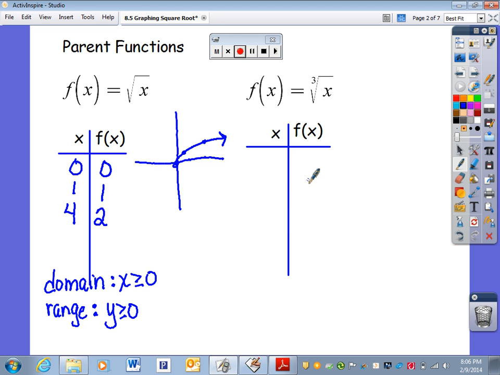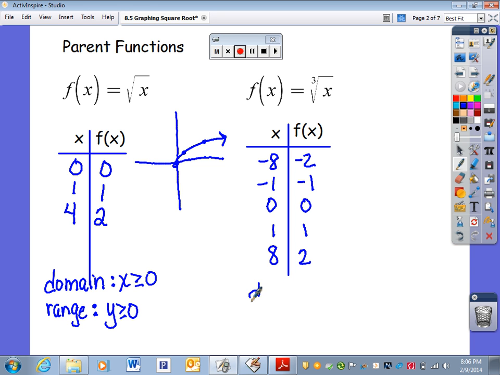Now if we take a look at the cube root function, and we want to build the table for that, because the cube root can have negative values, I'm going to start with negative 8 for the cube root, then I'm going to have negative 1, 0, positive 1, and positive 8. So the cube root of negative 8 would be negative 2. The cube root of negative 1 would be negative 1. The cube root of 0 is 0. The cube root of 1 is 1. And the cube root of 8 is positive 2.